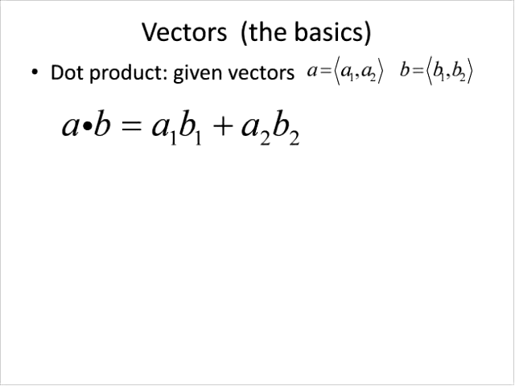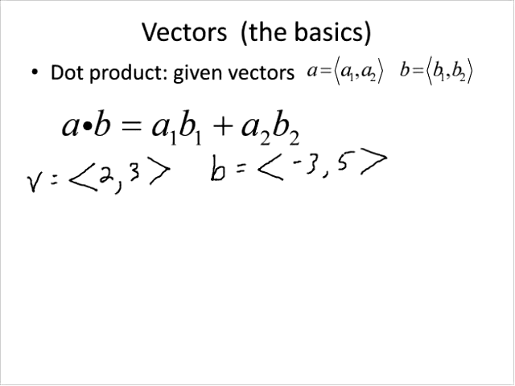Dot product. All right, the dot product is a weird little operation. It's not like multiplication. The dot product of two vectors gives you a scalar number. It does not give you a vector. It gives you just a regular old number. You can see the formula here, but let's just work a concrete example. If I have the vector v is, again, I'll use the same one I've been using, <2, 3>, and the vector b is <-3, 5>.